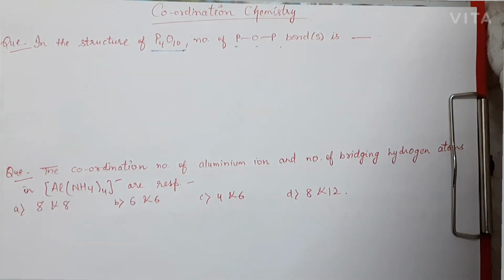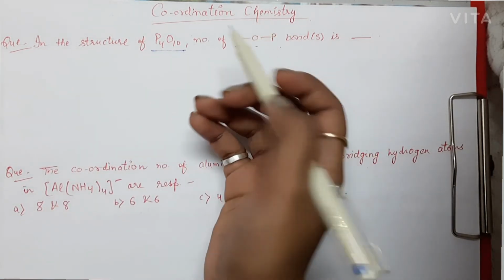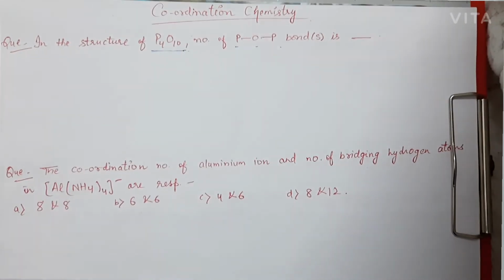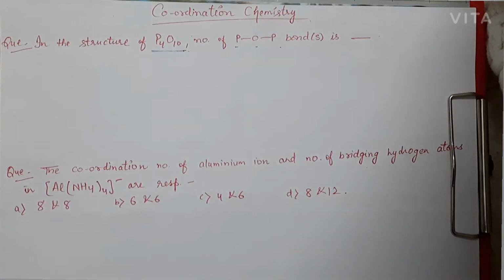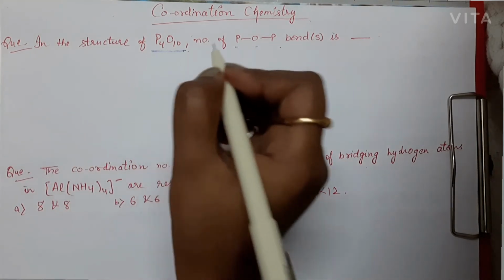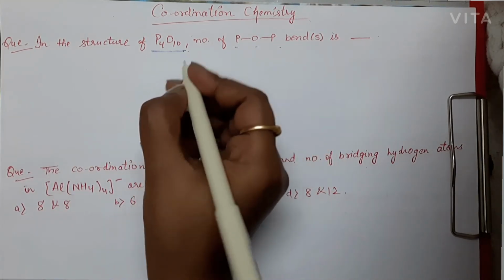So first of all, in order to answer this question, we should know about the structure of this P4O10. If you have seen the videos of coordination chemistry, then we have discussed these types of complexes, so many similar complexes. So basically, if you look at the structure of P4O10, then what will it look like?